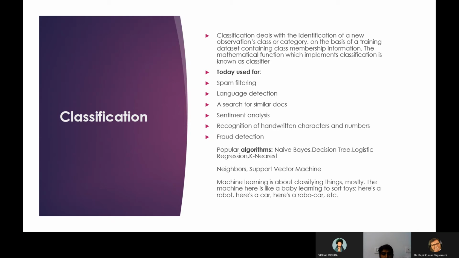Classification has popular algorithms: Naive Bayes, decision tree, logistic regression, k-nearest neighbors, and support vector machine. Machine learning is all about classifying things. Mostly the machine here is like a baby learning to sort toys. Here's a robot, here's a car, here's a robo car, etc.